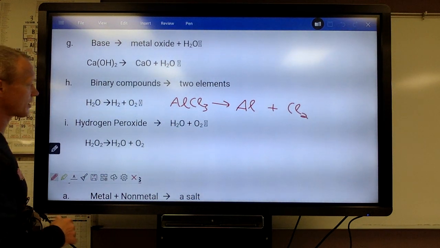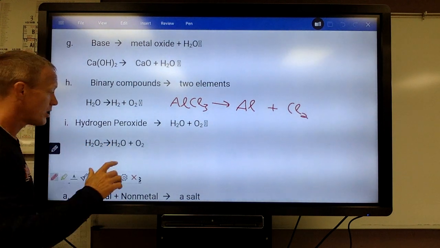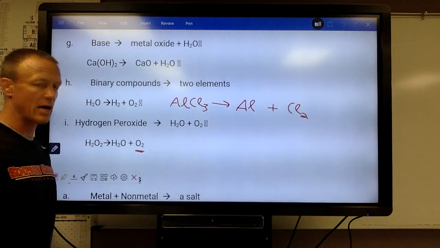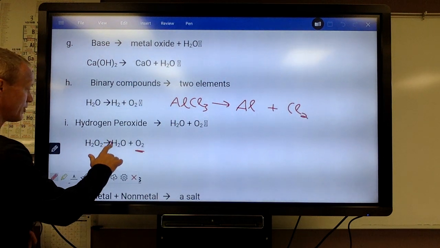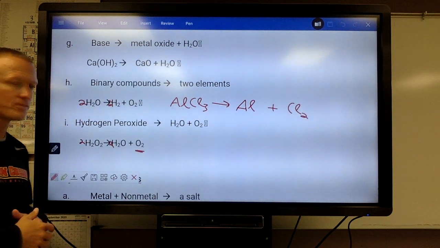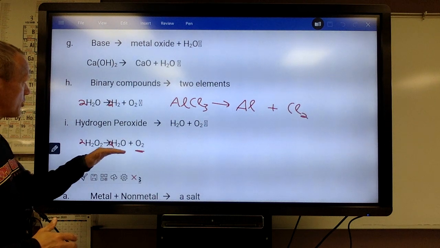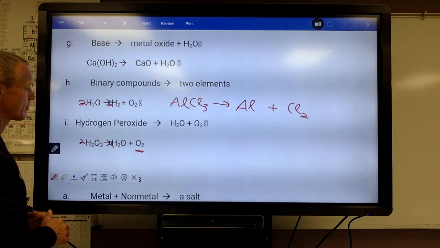One special one, hydrogen peroxide. Decomposition of hydrogen peroxide: you pour hydrogen peroxide on a cut, it starts to bubble. Know that the bubbles are oxygen gas coming out of hydrogen peroxide. This is not balanced. Again, it would need a 2 and a 2. Same thing with this one. They didn't balance them, but I would expect you to balance them. But hydrogen peroxide does produce oxygen gas.